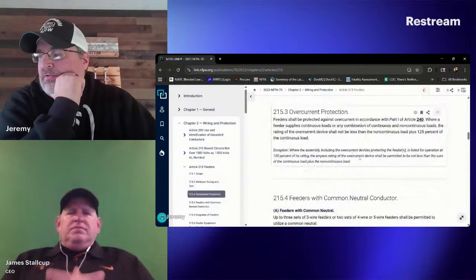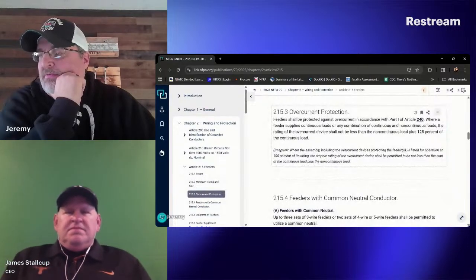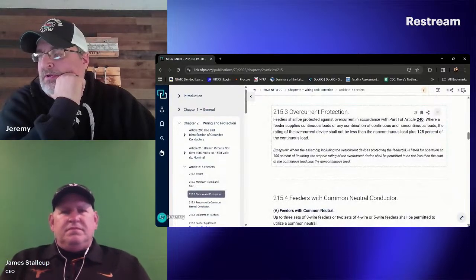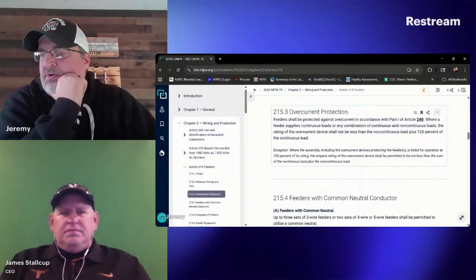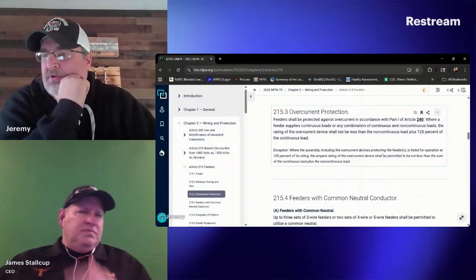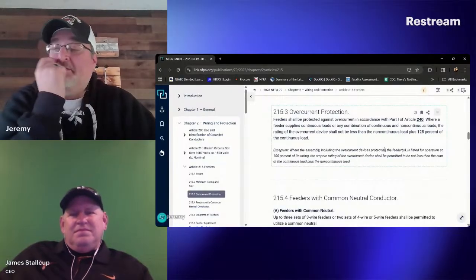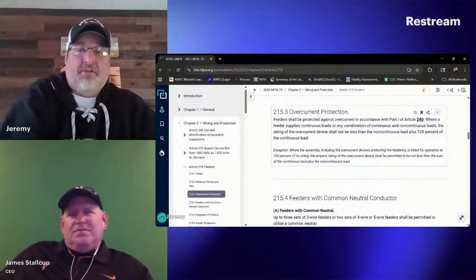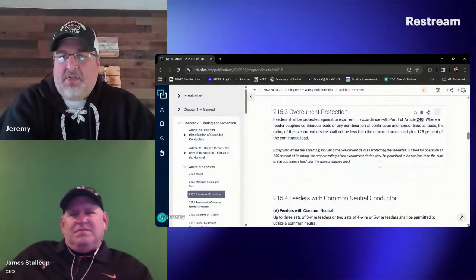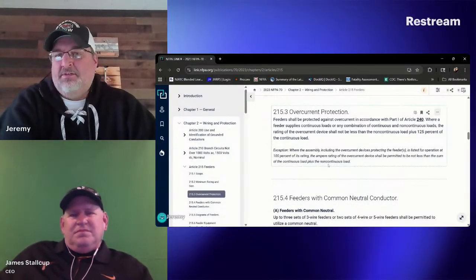So looking at 215.3, feeders shall be protected against overcurrent in accordance with Part 1 of Article 240. Yep. You have to protect the conductors. Where a feeder supplies continuous loads or any combination of continuous and non-continuous loads, the rating of the overcurrent device shall not be less than the non-continuous plus 125% of the continuous. How can you ignore that?